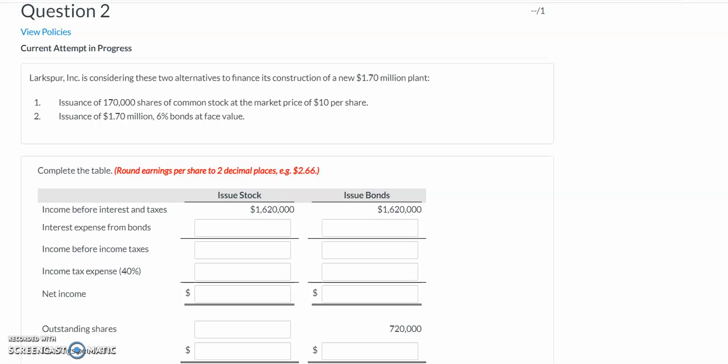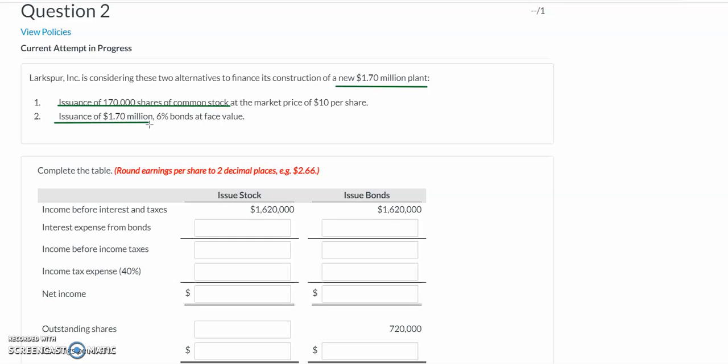So you can see that in this problem, Larkspur Inc. is considering two alternatives to finance the construction of its new $1.7 million plant. So that's the amount that they need to finance. And in the first option, they can issue 170,000 shares of common stock at the market price of $10 per share. So if we take 170,000 shares times $10, that will equal 1.7 million. In the second option, the company can issue $1.7 million 6% bonds at the face value.